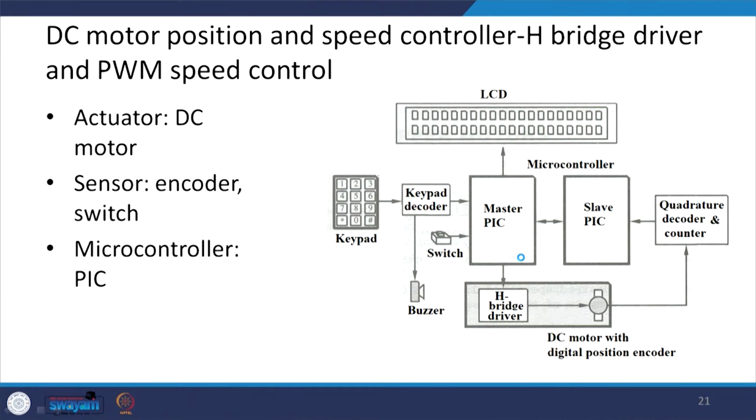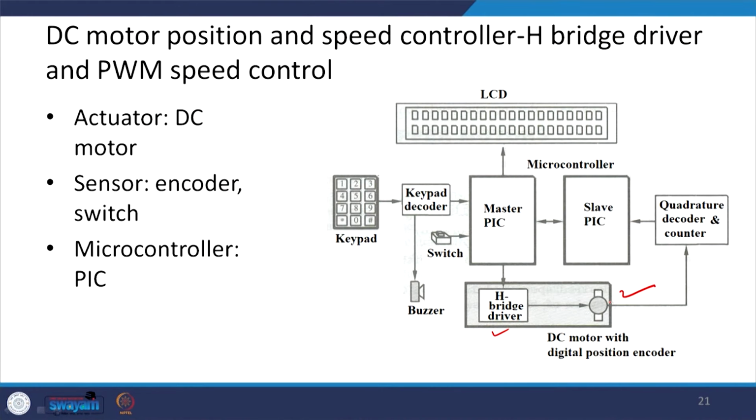Next, another example where the DC motor is used as an actuator. Here the DC motor position and speed controller works through an H-bridge driver and pulse width modulation speed control, that is PWM control. Here we can see a DC motor with a digital position encoder. These encoders are the sensors. I will talk much more about how encoders work, and about the various types of encoders, in the section on sensors. There is an H-bridge driver here, and the encoder signals are sent to the quadrature decoder and counter, and then to the slave PIC.